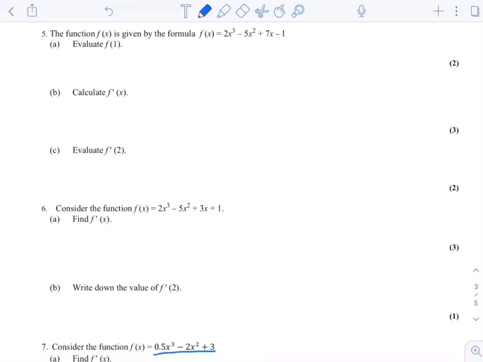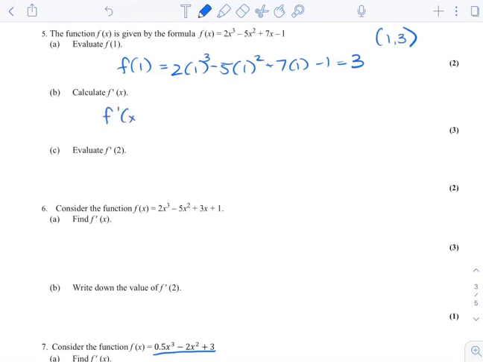So for 5, it says the function f of x is given by this following formula. Evaluate f of 1. And we know that means insert 1 wherever x is in our formula. Like so. And then we just use our calculator, we solve it through, and we're going to find out f of 1 is equal to 3. So that means we have a point (1, 3) on our graph.